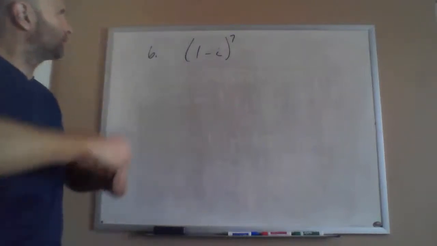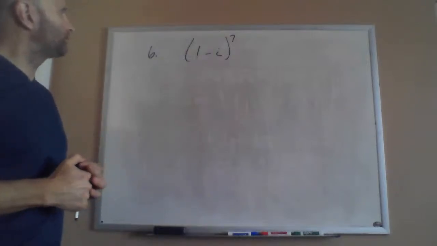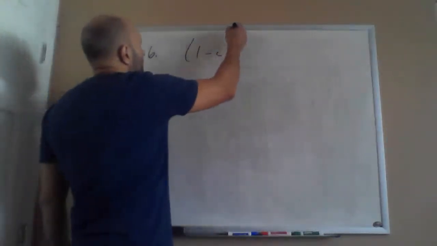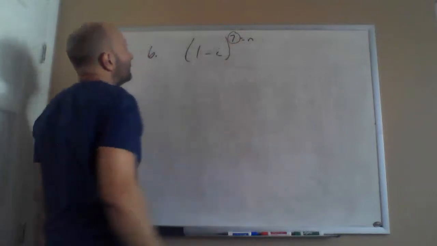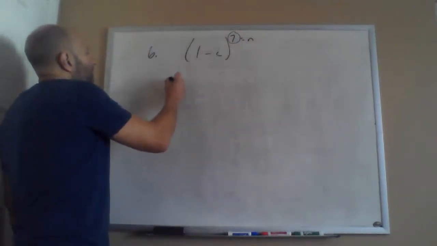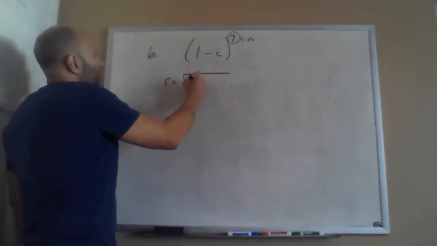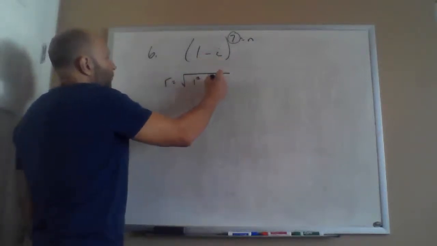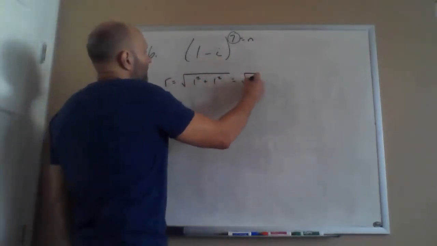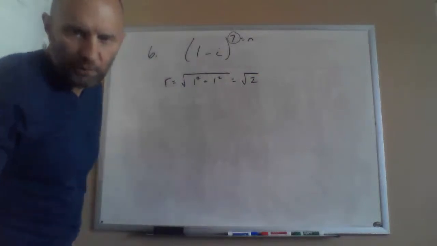All right, so it looks like most of you guys are done. So let's process this through. Again, our n is 7. So r is square root of 1 squared plus another 1 squared. So square root of 2.